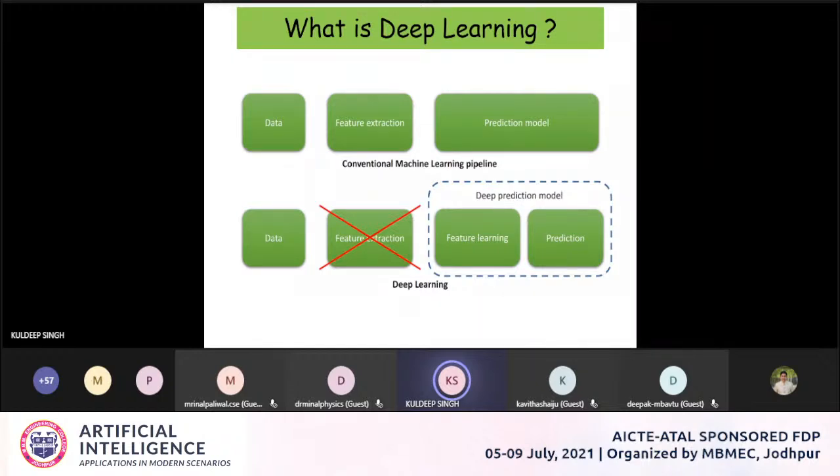So that limitation of traditional or conventional machine learning is solved by deep learning, and how deep learning does this is mainly that it involves the learning of the representation of the data.